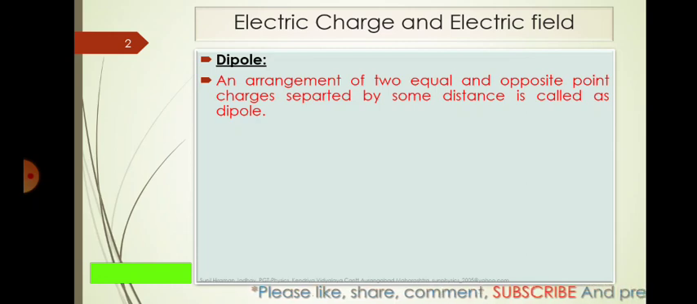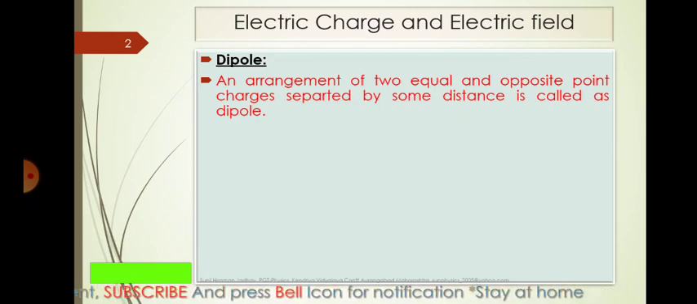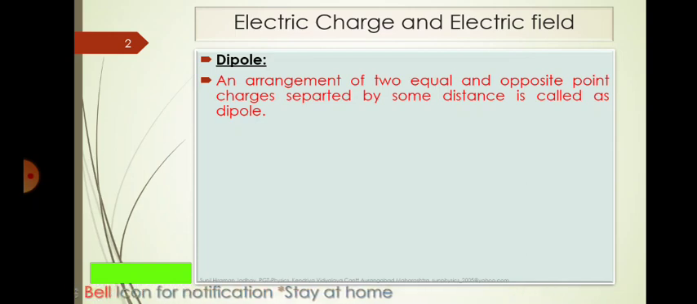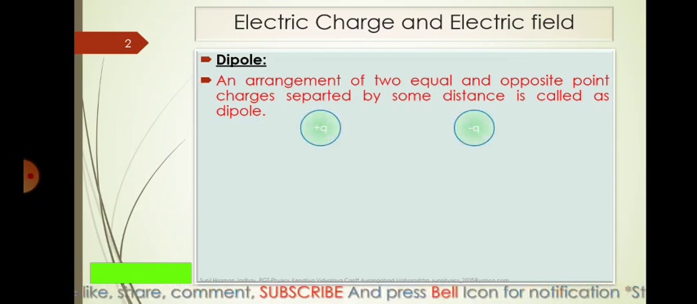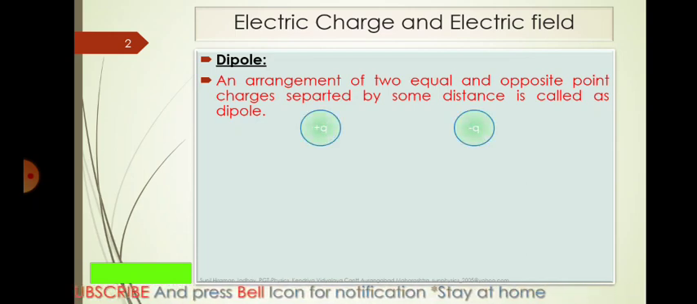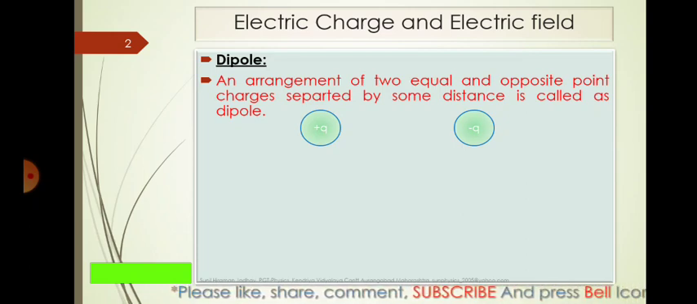having two equal and opposite point charges. It is the system of two equal and opposite charges, and they are separated by some distance. So that arrangement or that system itself is called a dipole. You can see, suppose we are having two charges, plus q and minus q, and they are separated by some distance r, or say 2a here. Now in this case, that system can be called the electric dipole.